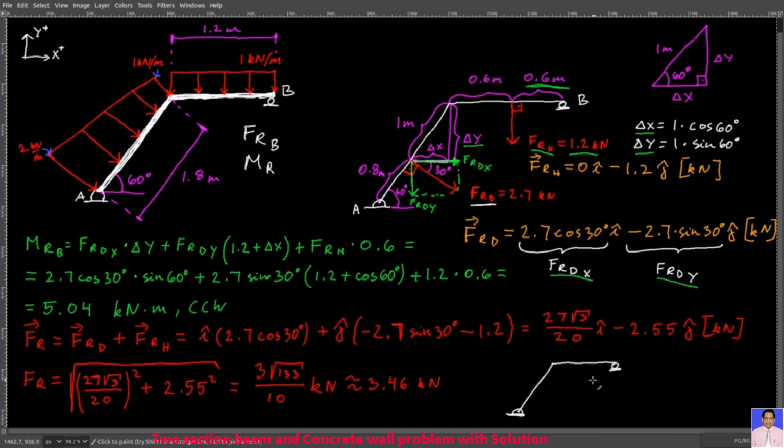And now I will again draw this beam with two sections. I'm gonna place my FR at point B like this, and I more or less know that this vector points in this direction because I know that it has a positive I component and a negative J component. So it's somewhere in the fourth quadrant. And then to that, I will add my counterclockwise moment, which is 5.04 kilonewton meters counterclockwise, and there you go.